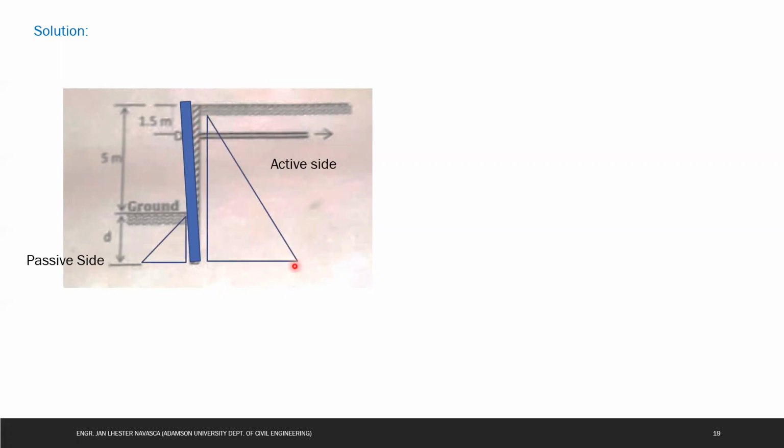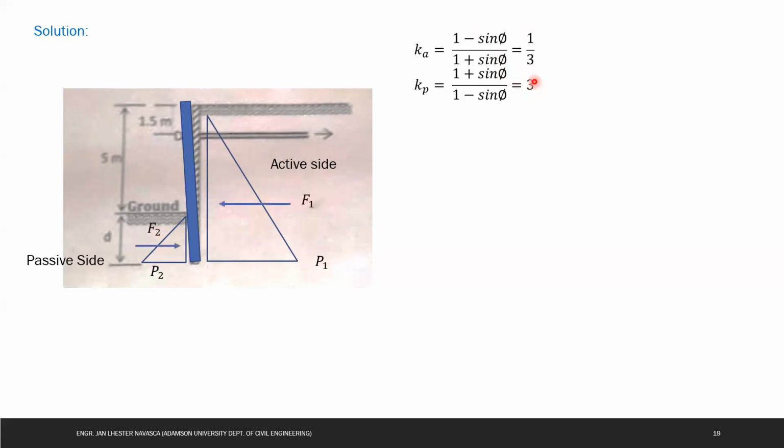So pressure diagram mo on active side and the pressure diagram on your passive side. Then the pressure at the bottom will be denoted as P sub 1 and P sub 2. This is the pressure at the bottom. Okay. Then solving for K sub A for the active side, you have this 1 minus sine phi over 1 plus sine phi. You have this 1/3. Then solving for the K for passive side, which is 1 plus sine phi over 1 minus sine phi. You have this value 3.